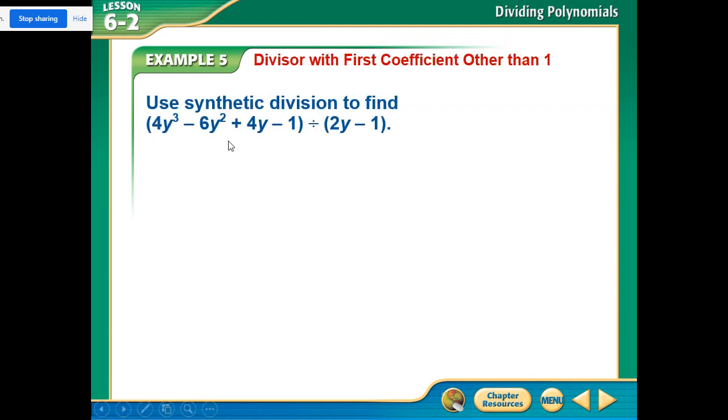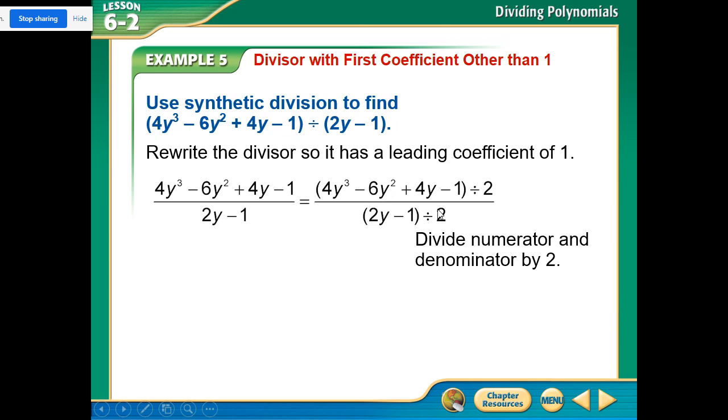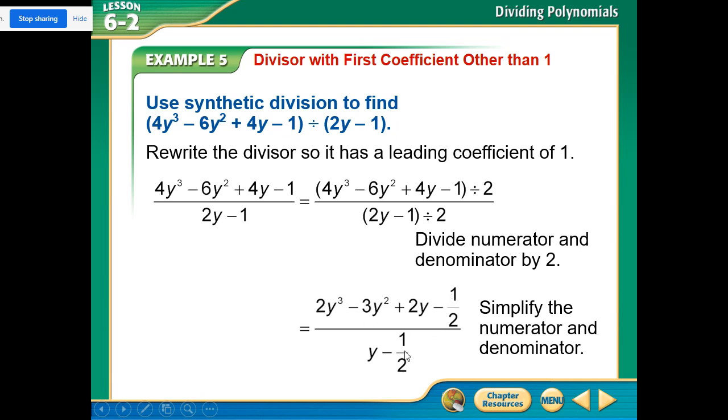All right, notice the problem here. We have 2y minus 1. Our form had to be y minus or y plus. That 2 there does not help us out any. So we're going to have to take an additional step before we start this type of problem. So I'm going to have to go ahead and divide everything by 2. But if I divide the bottom by 2, I have to divide the top by 2. So unfortunately, I'm going to get some fractions. So 2, negative 3, 2, and 1 half, and then 1 half on the bottom.